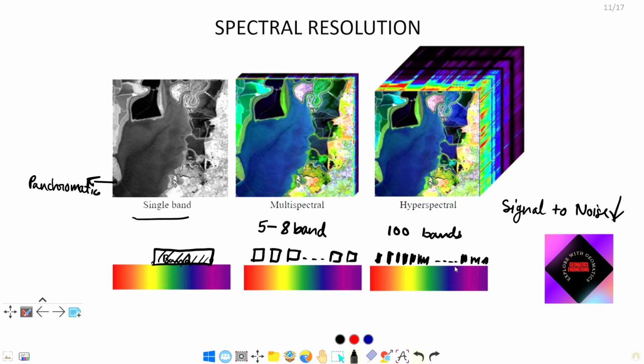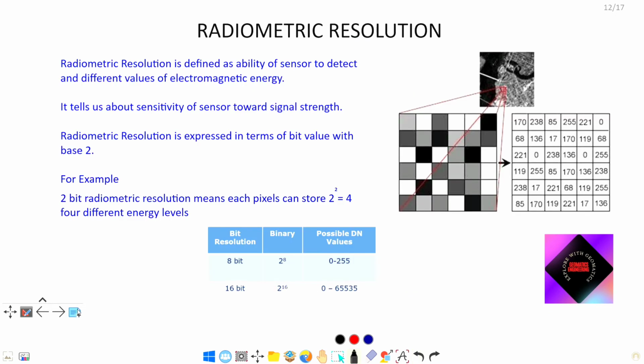Now moving further, we will see now radiometric resolution. Radiometric resolution is defined as the ability of a sensor to detect different values of electromagnetic energy. Means it tells us about the sensitivity of the sensor towards electromagnetic energy, or we can say signal strength.